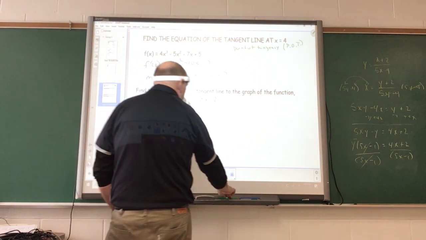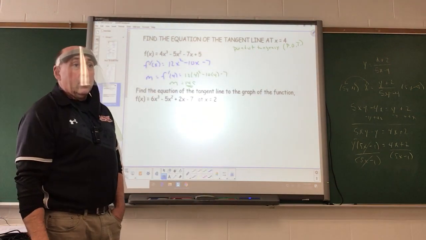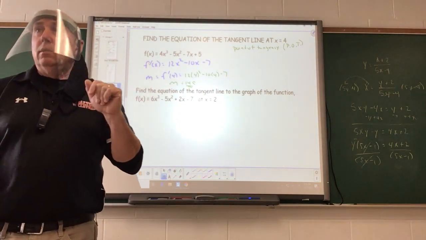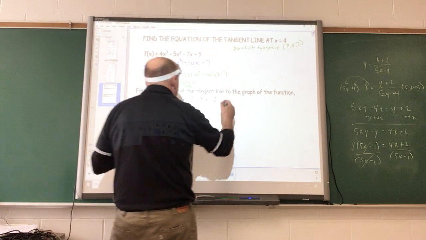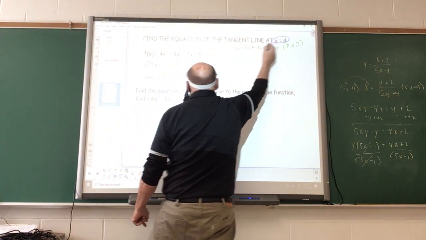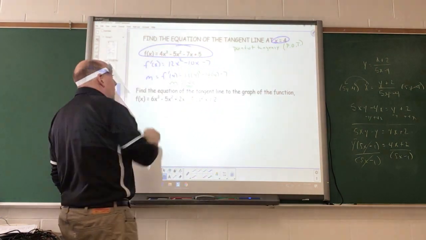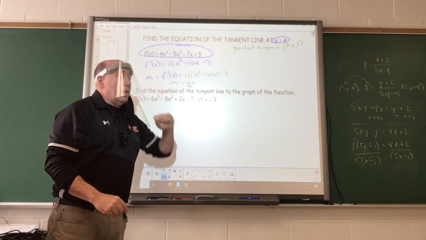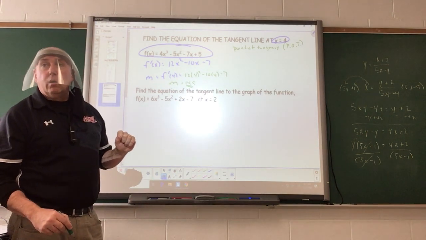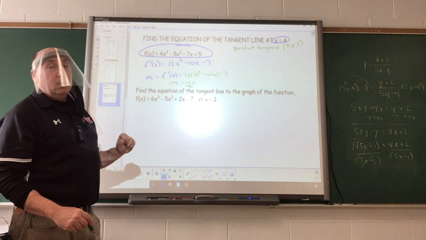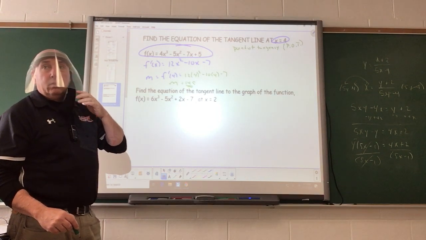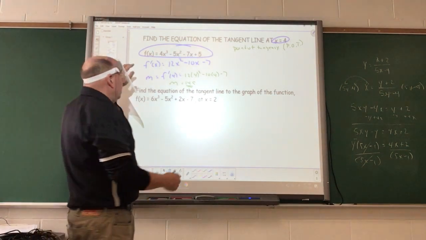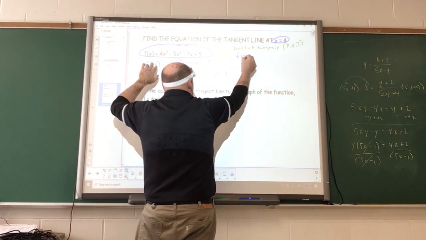How do I find my point of tangency? Well, my x value is a value of 4. How can I find my point of tangency? Dylan? I'm looking to find a point of tangency for this function here. I know the slope is 145. I know the x value is a value of 4. How can I find my point of tangency? Plug it in. Yeah. What is f at a value of 4?